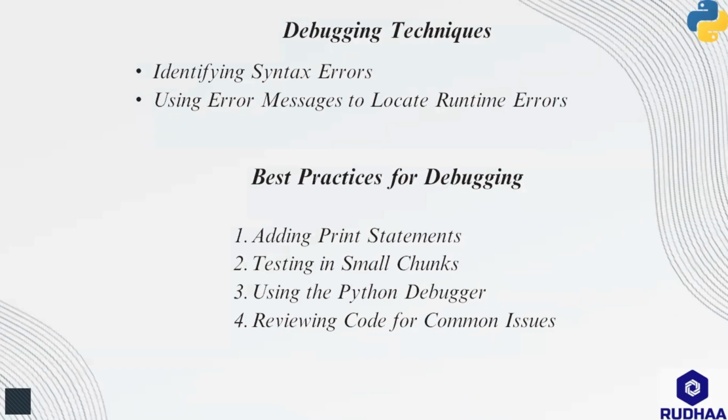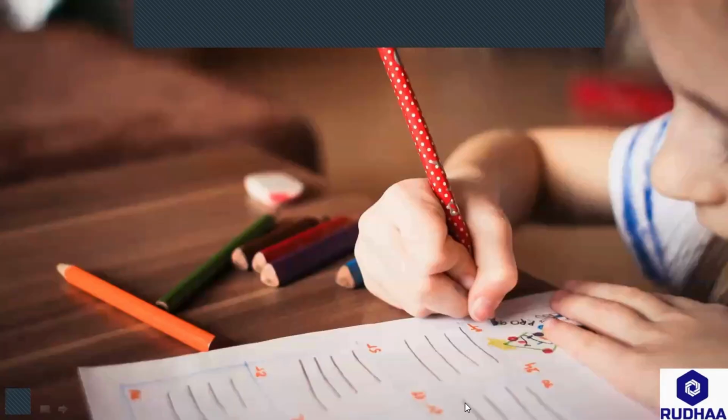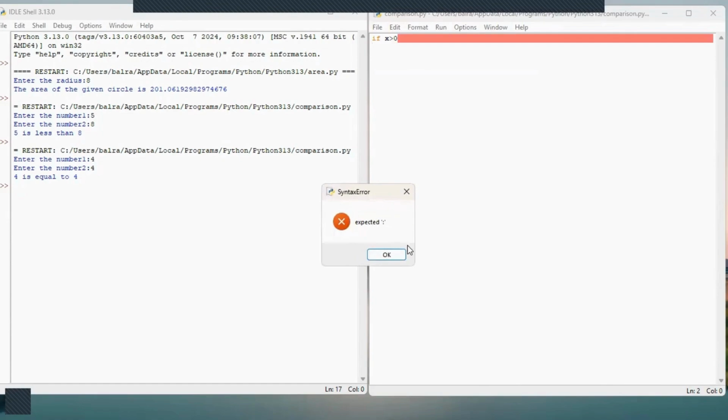So we'll see some examples for syntax errors and runtime errors. Syntax error means missing colons. For example, if you are typing an if statement, if x is greater than 0, and you run the program, it shows a syntax error: expected colon. So here the colon is missing, and that is considered a syntax error.